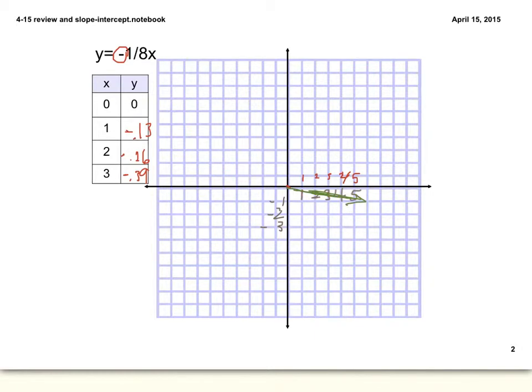Now, if you compare this graph to the one we just did, you'll see that it's the exact same slope, except it's a negative. This time, slope is negative 1/8. And so negative means my slope is going down, my line is going down. And it also means that I don't have a direct proportion anymore, because as x is increasing, y is decreasing, so now I have an inverse proportion.